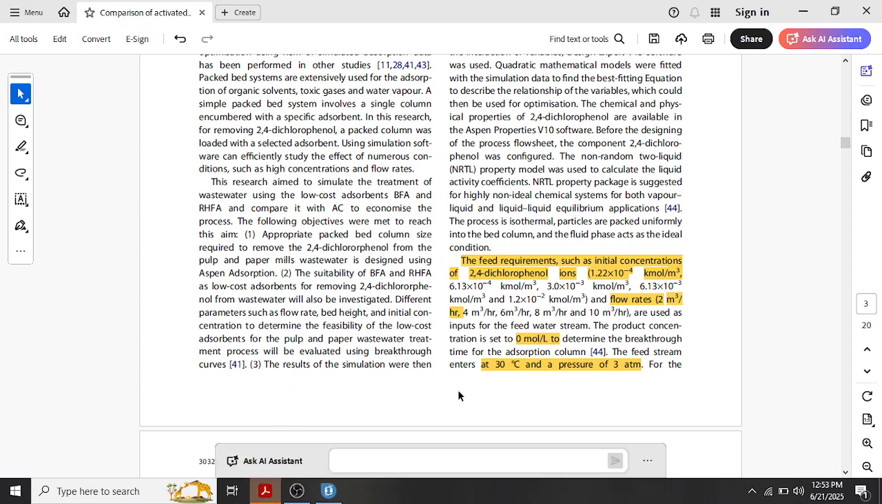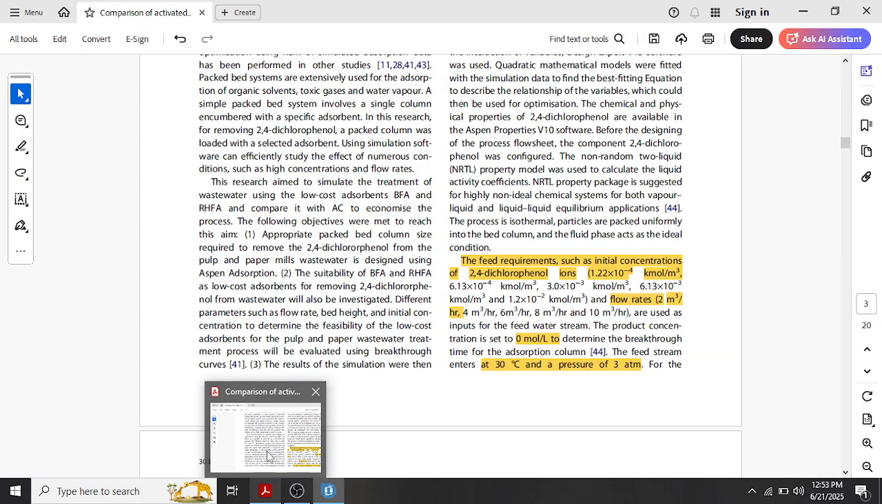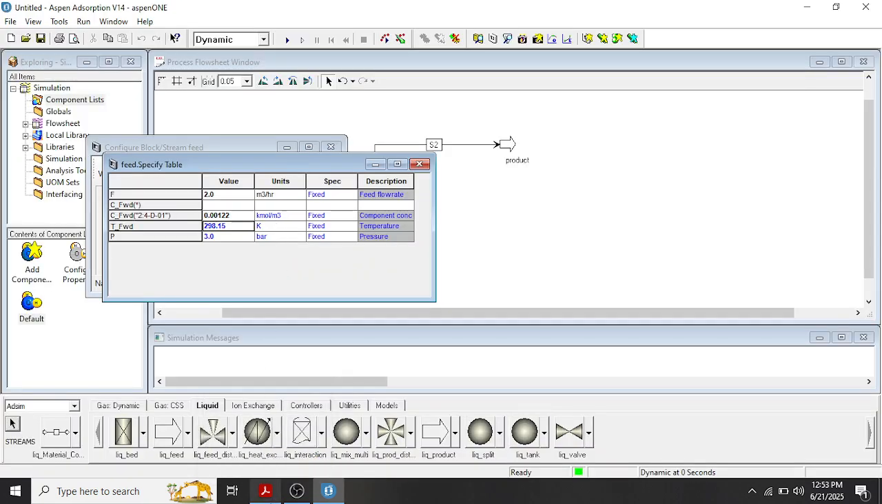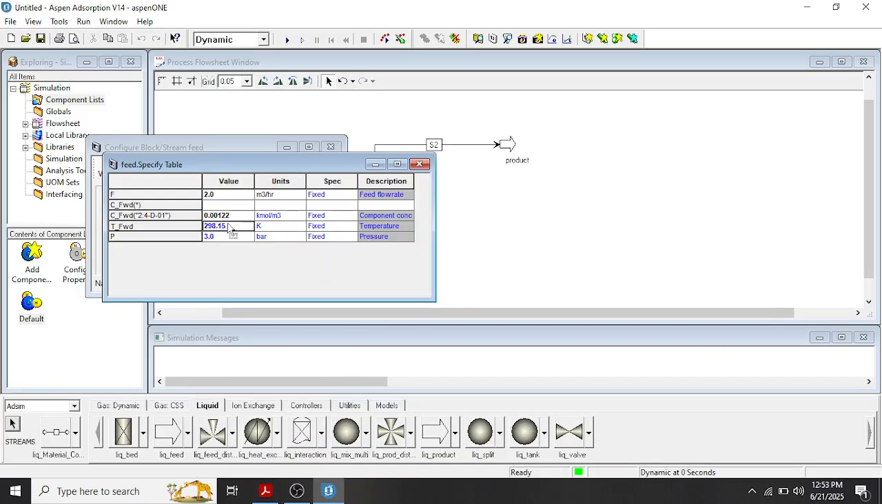So for the feed, here you can see 1.22 multiplied by 10 raised to the power minus 4. For multiplying by 10 raised to the power, you can use E and minus 4. So 1.22 multiplied by 10 raised to the power minus 4 kilomole per cubic meter.